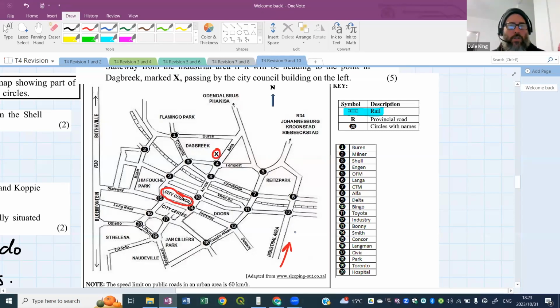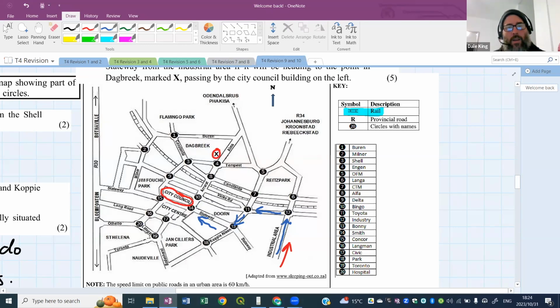All right, let's try this one out. Describe the route from the industrial area where the red arrow is, past the city council building circled over there, and to the X. So I'd say you head straight on the industrial area road, and then you turn left, and then when you get to a crossroad, you're going to turn left again, and then turn right on Stateway. Stateway Road, and then you're going to turn right on Arrett Road, and so you get to the X.